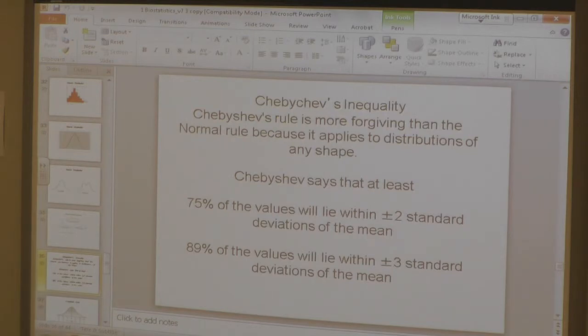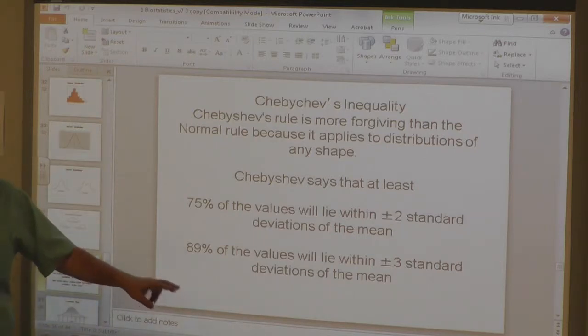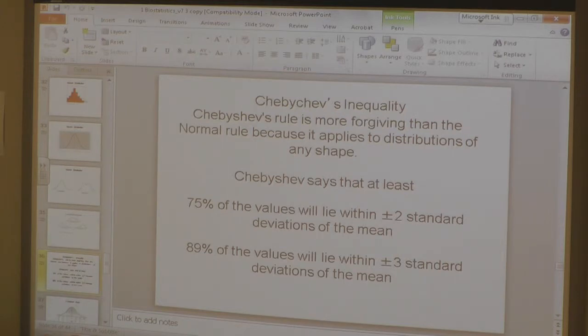Of course, we haven't discussed what a standard deviation is. That's going to help if you knew that, right? But we're going to figure that out in a second. 89% of the values are going to lie within 3 standard deviations of the mean. The interesting thing is that when we look at a normal distribution, we're going to be able to make better predictions than Chebyshev in terms of how the population is distributed.